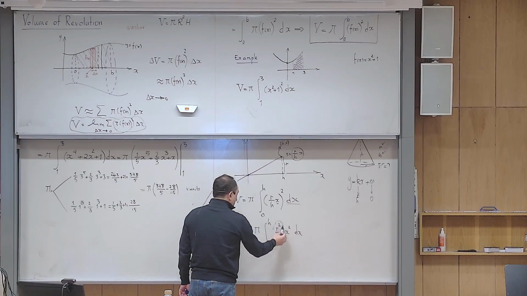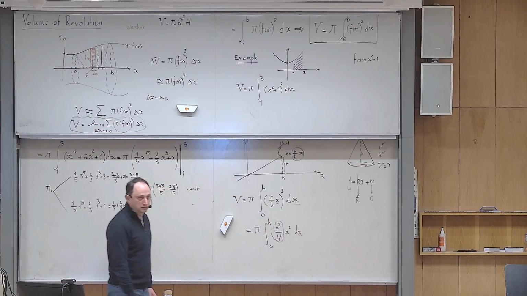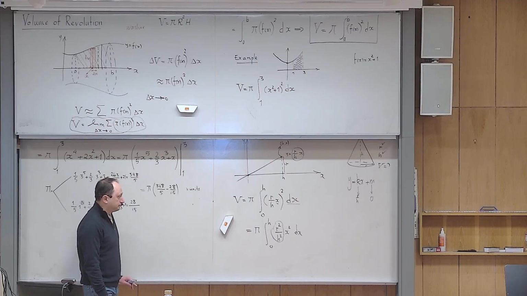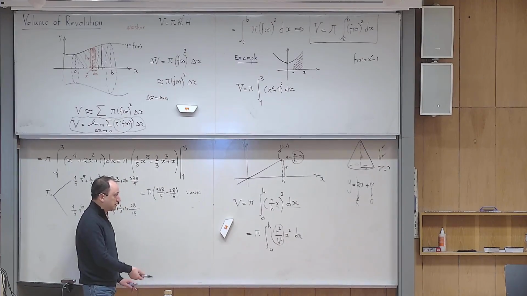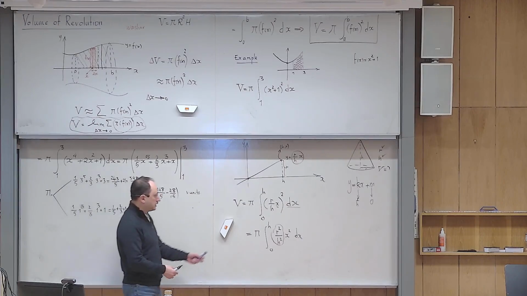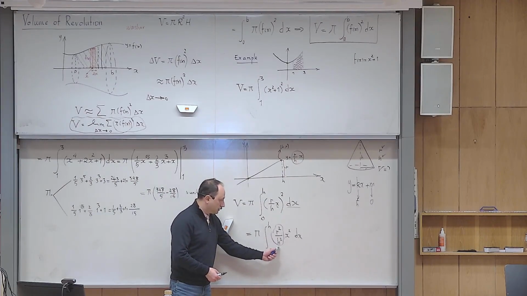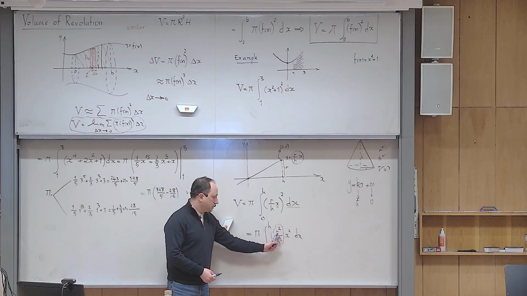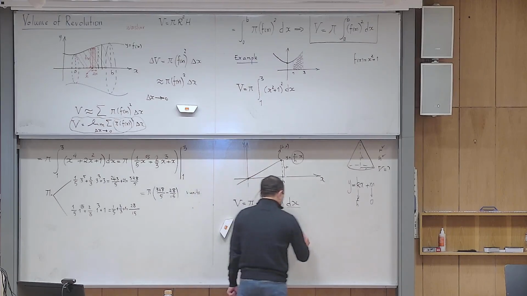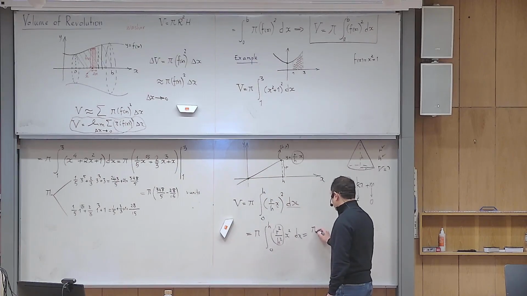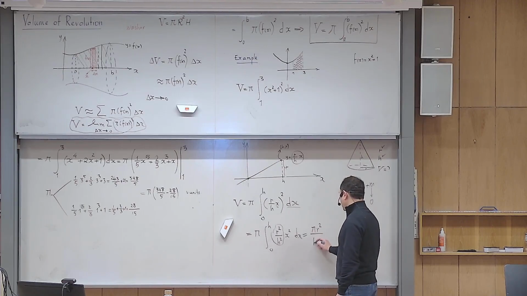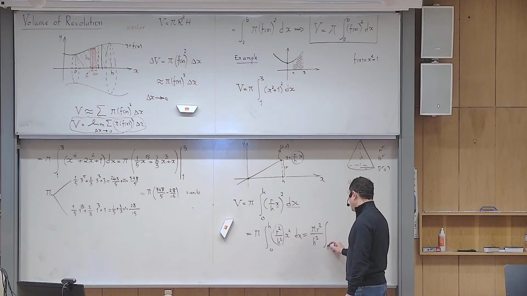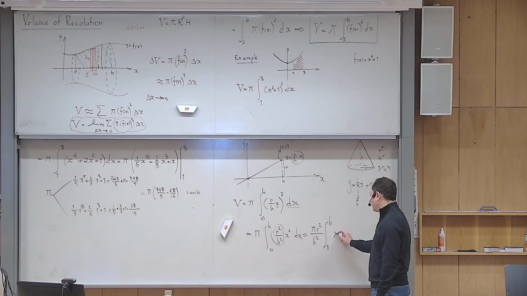But what can I do with this part? R squared and H squared, as far as this integral is concerned, are constants because the x variable is the only one. So it means that this is a multiplicative constant, so I can pull it out. So this becomes pi r squared over h squared, integral from 0 to h x squared dx. But this is a very, very simple integral to calculate.